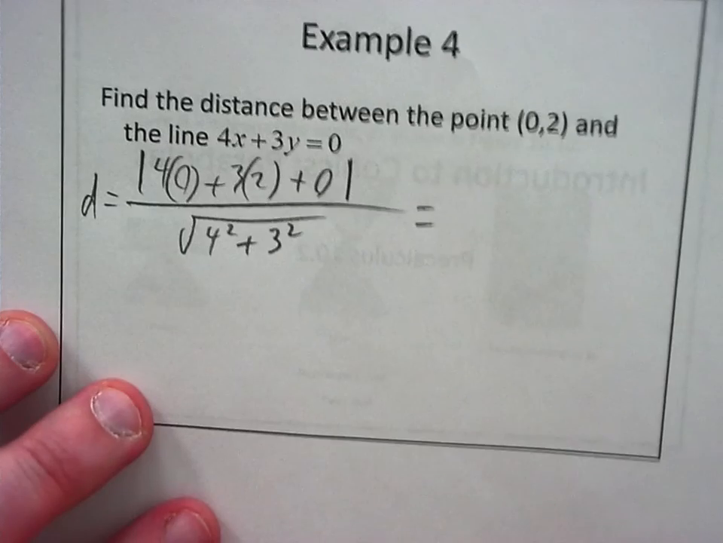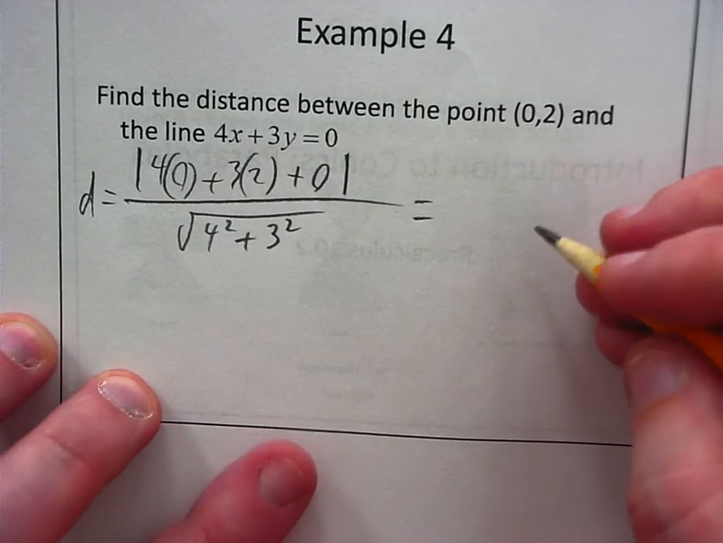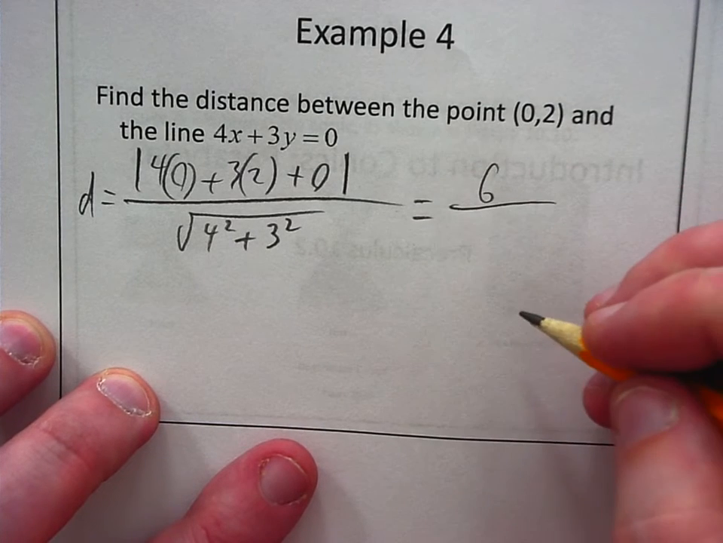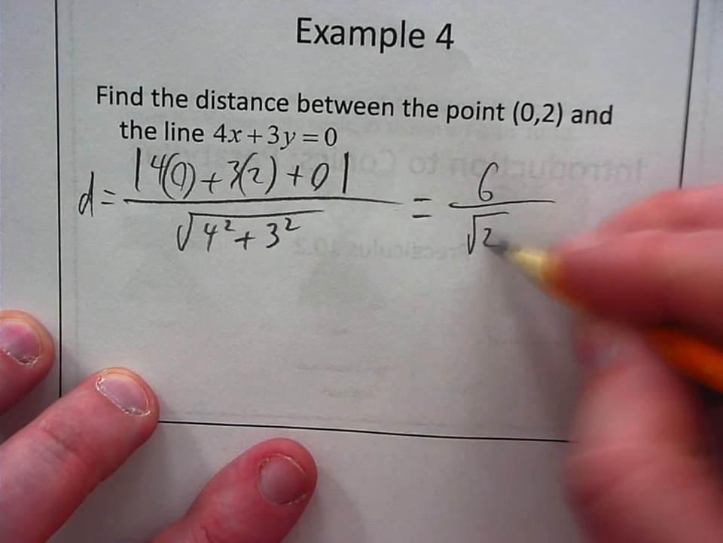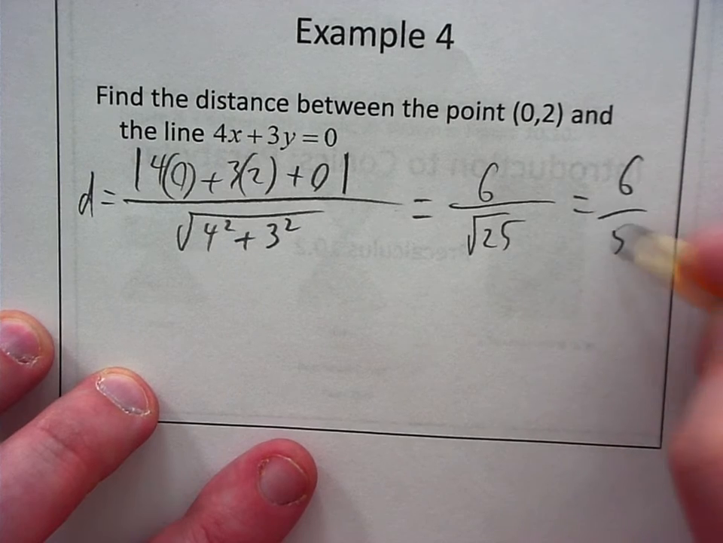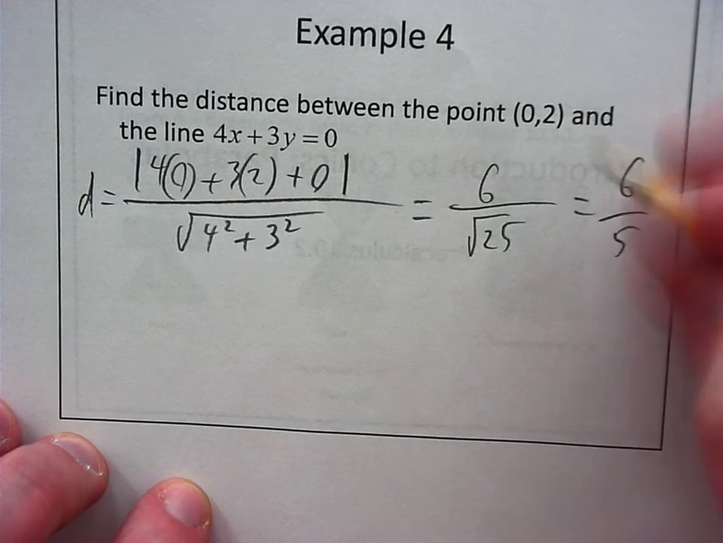So on top, what am I going to get? 6. On the bottom? That'll be 5 because that's the square root of 25. So you're going to get 6/5. So that's the distance between those.